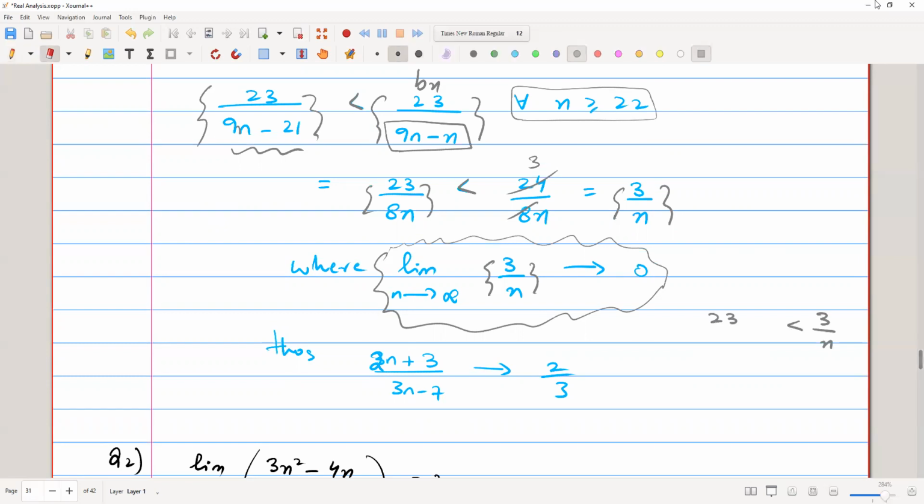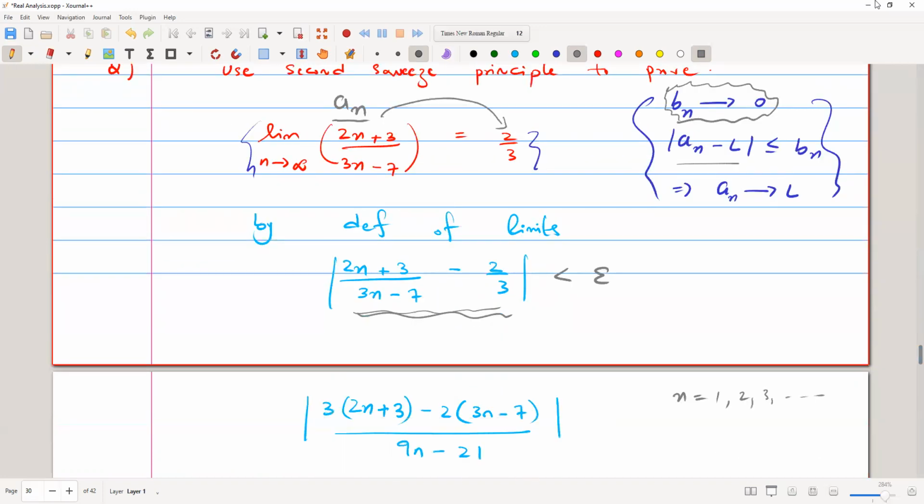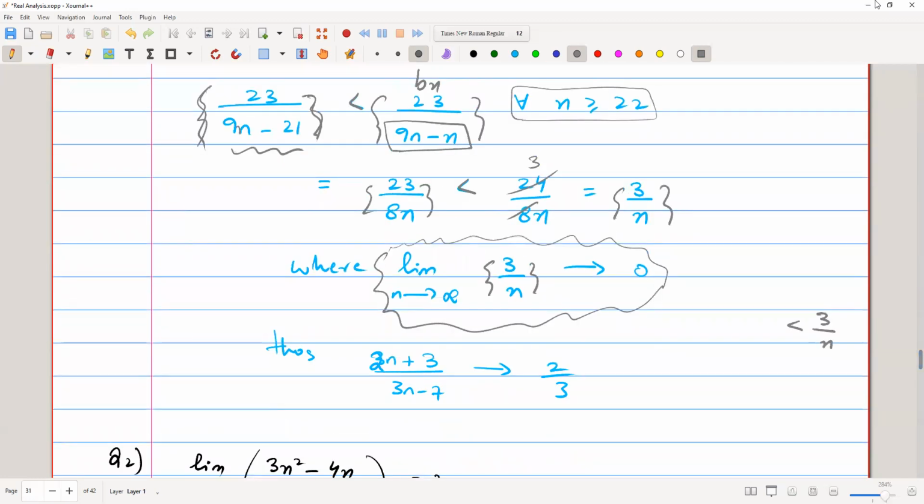sequence here, that An minus L. Keep in mind, sorry, An minus L, not Bn minus L. It was A, and we subtracted L from An. So we simplified this sequence, and this sequence here is our An minus L. Therefore, we can write that 23 over 9n minus 21 is less than 3 over n.